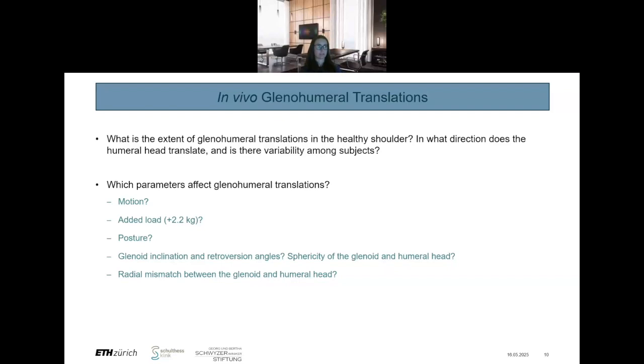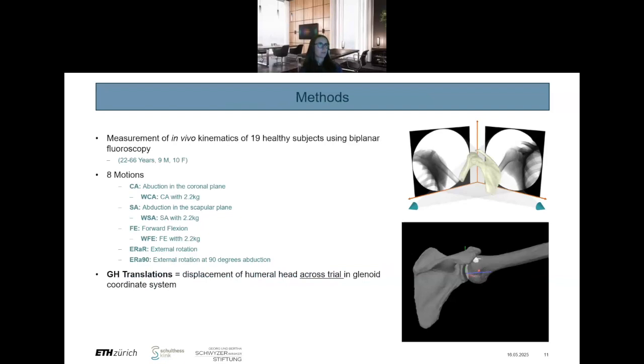So these include glenoid inclination and retroversion angles, which I'll get to a few slides from now, the sphericity of the glenoid and humeral head, and then also the radial mismatch between the glenoid and humeral head. So we measured 19 healthy subjects throughout these 8 motions, and then 3 of those motions, the arm raising motions, also had added weight. We define glenohumeral translations as the translation of the center of the humeral head, which was defined as the center of a sphere fit to the articular surface, relative to the glenoid axes.